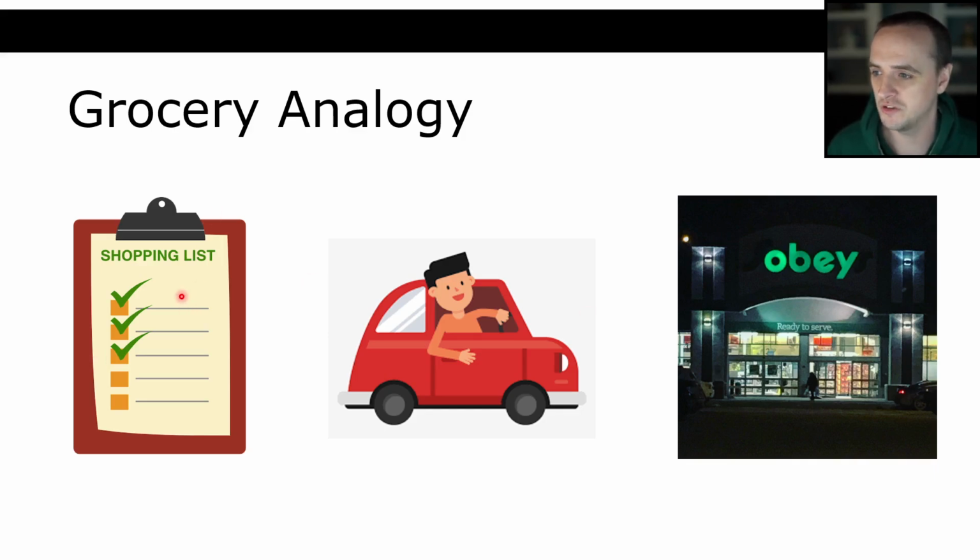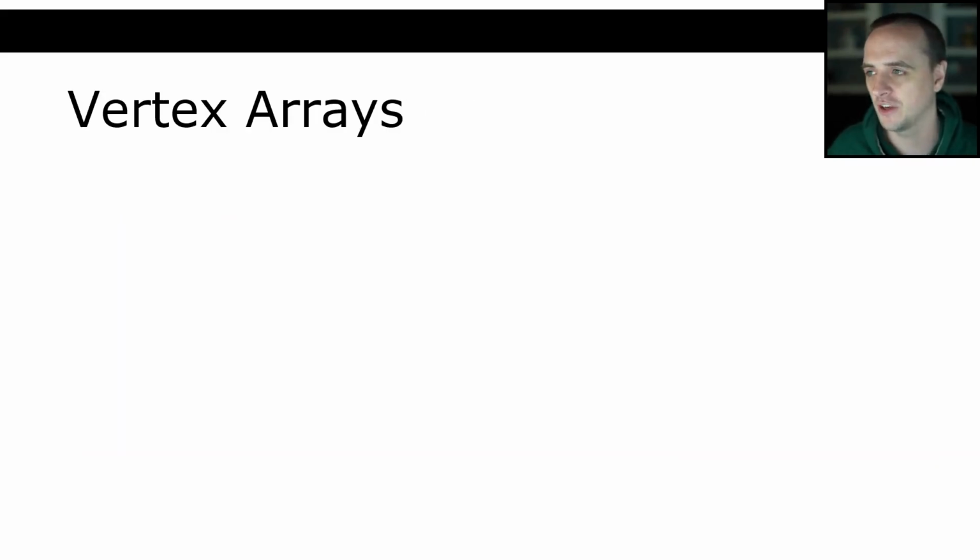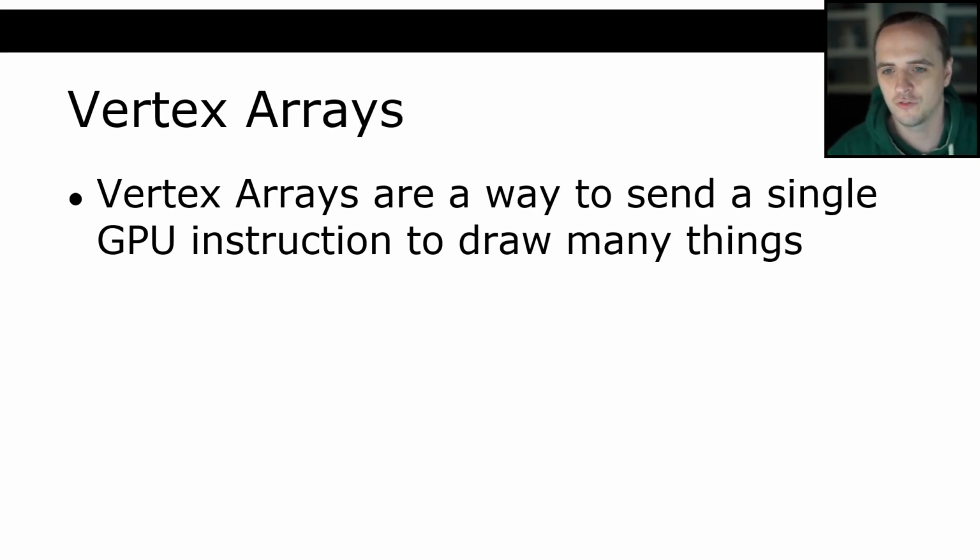So the way we've been doing things is going one item at a time to the GPU and telling it to do that thing. But what we want to do is give the GPU the whole shopping list and then say, draw all of this for us, okay? I hope that analogy makes sense because it's pretty close to the real thing. So the way we're going to do that is something called a vertex array. People hear arrays and they get confused, but it's really quite simple. Vertex arrays are a way to send a single GPU instruction to draw many, many different things.